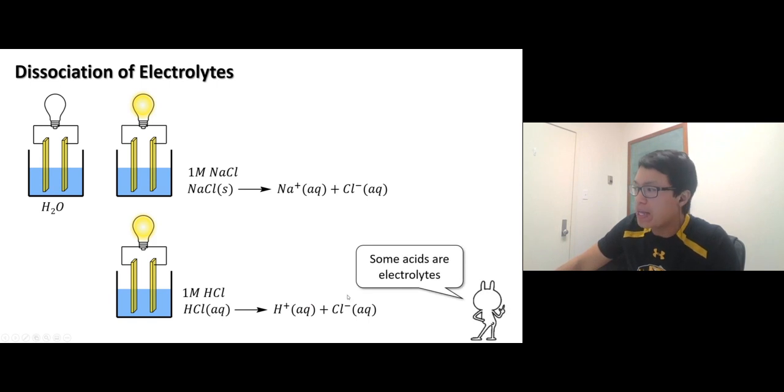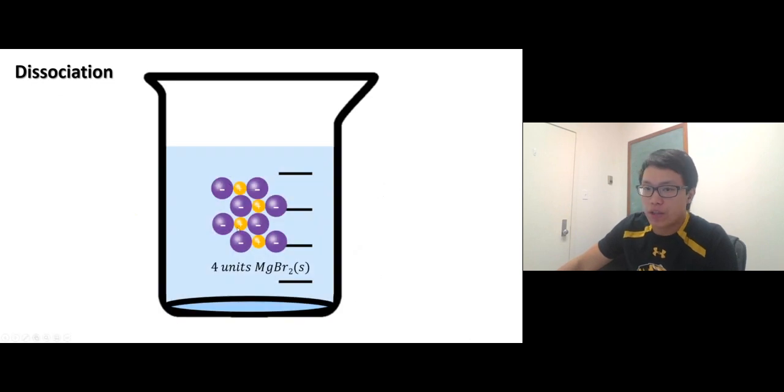Only some acids are electrolytes. Usually the strong acids are electrolytes. The weak acids are not really electrolytes. They don't dissociate in water. Now let's take a look at this dissociation though.